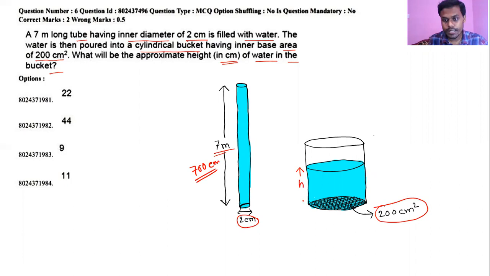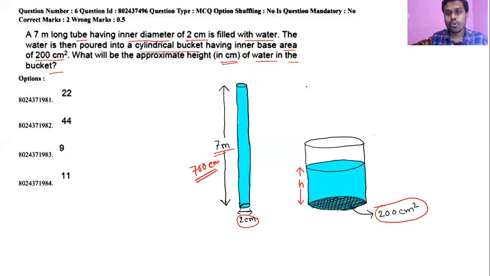Let the height be h. So we have to find out how much water was there in this tube. If we can calculate the volume of this tube, then we can calculate the amount of water in this bucket, and this will give the height of this water.